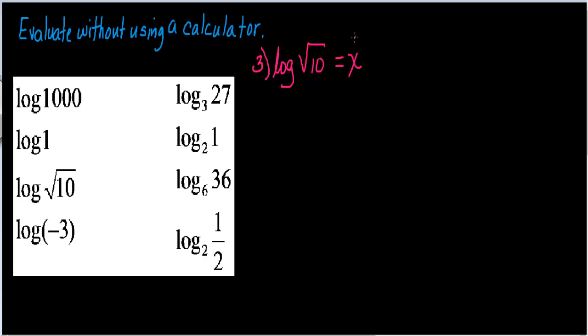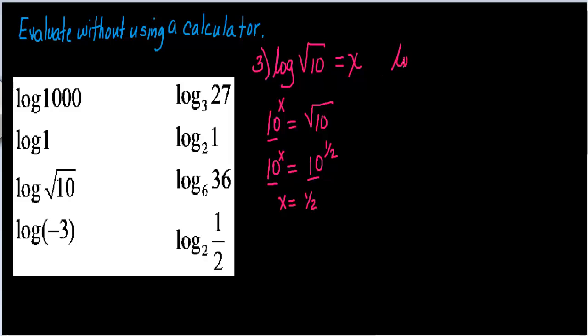The first step is rewrite this as an exponential function. So we have base 10, right? When we don't have any number, that's a base 10. So this is 10 raised to the x power is equal to the square root of 10. Now, these bases are almost equal. I have a base 10 here and a square root of 10 here. So I can rewrite square root of 10, if you remember from our last lesson, as 10 to the 1/2 power. So if I have equal bases, then my exponents must be equal. So x has to be 1/2.